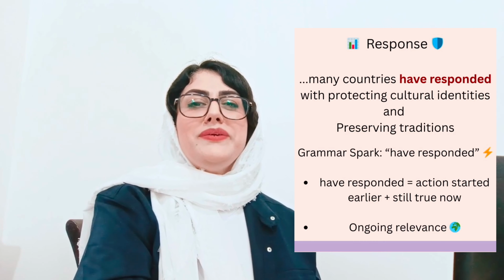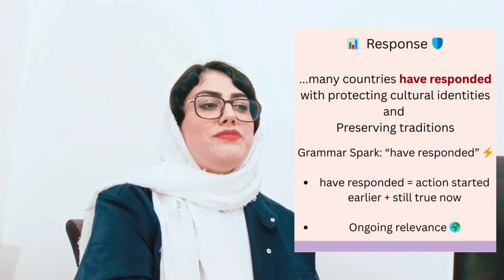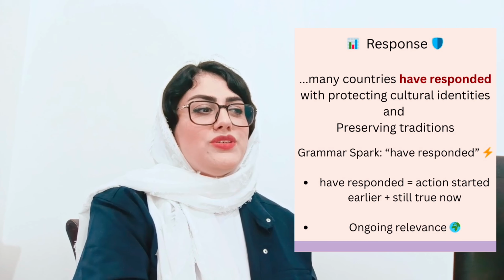Here the writer shows Asia's treasures: Beijing opera, Japanese tea, and Thai temples. 3 sharp, vivid examples. This is how you persuade examiners. Step 3, response. Many countries have responded with protecting and preserving their cultural identities. Now the shift from tourists to government. The verb have responded is really genius.